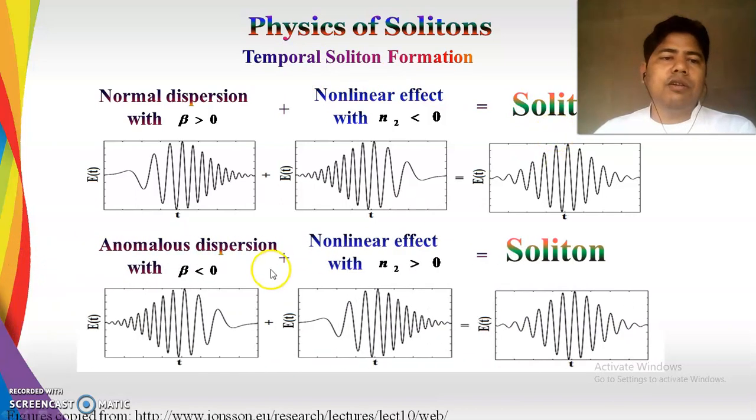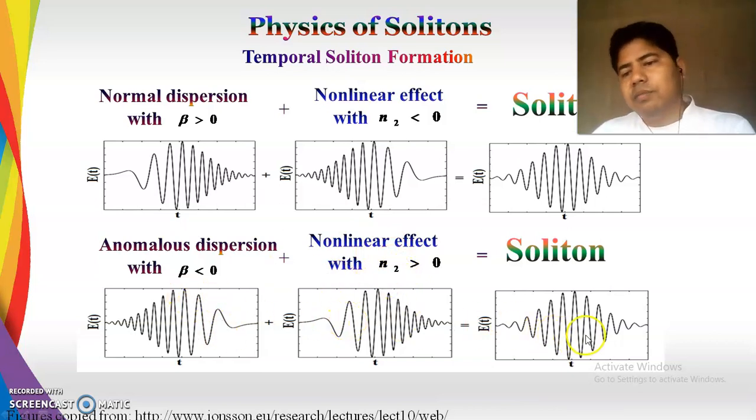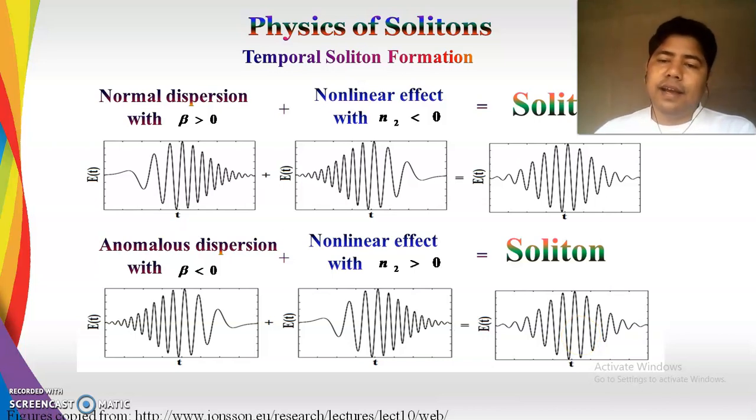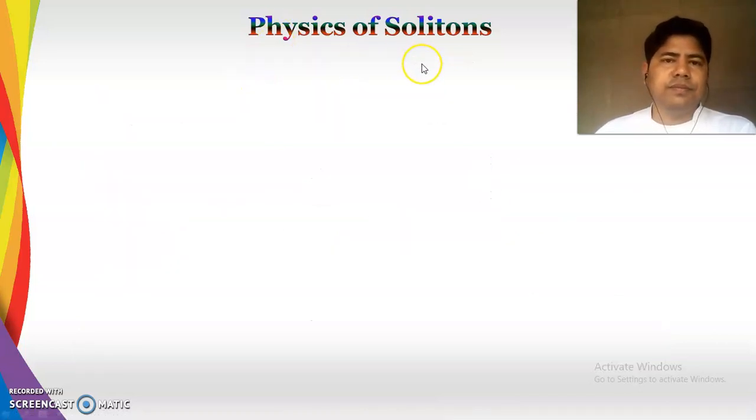Now if there is anomalous dispersion and a positive nonlinear refractive index, they will cancel each other's effect and there will be a shape-preserved soliton propagating till the end of the fiber. So these are the two cases when a temporal soliton is formed.